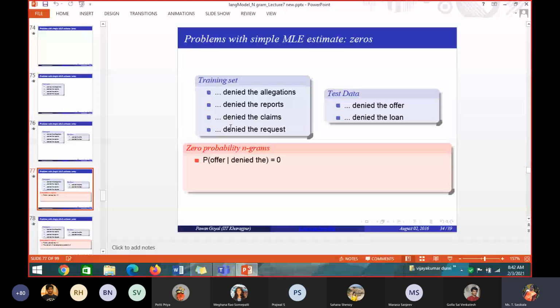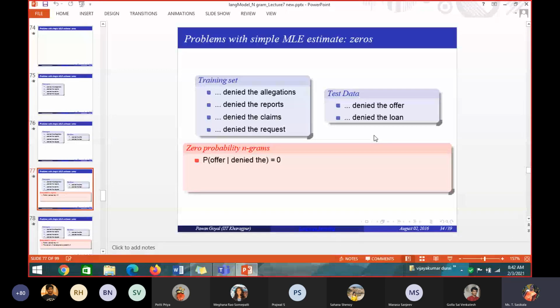Similarly, loan given denied the, what will be the probability? I have two test data and I want to find the probability for both. For the first trigram, denied the offer, I am getting a probability of 0. For the second, loan given denied the, what is the probability? 0. Why? Because it is not present in the training set. So the test data will be assigned the probability of 0.